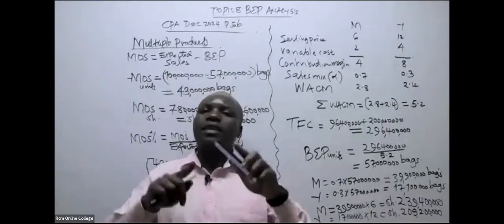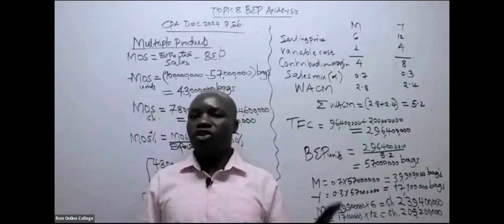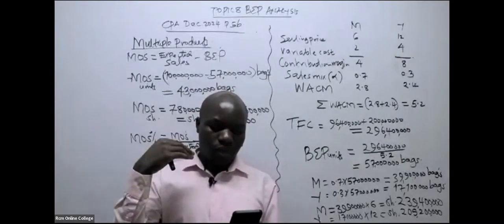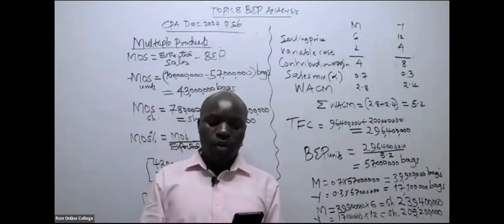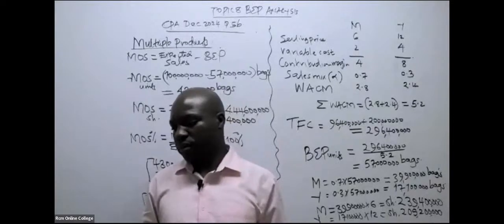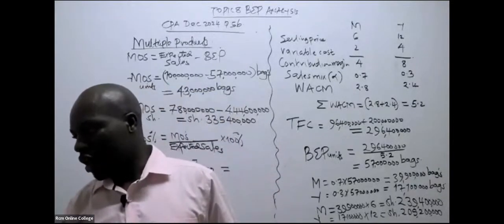We are given sales in units. Product M has got 70,000 or 70 million. Product Y has got 30 million. When you add the two, what are you getting?